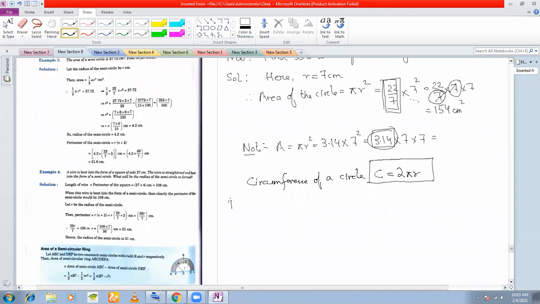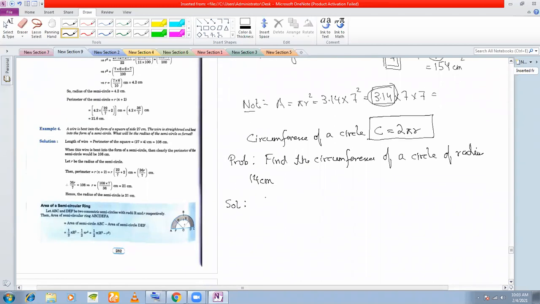Let us see a problem. Find the circumference of a circle of radius 14 centimeters. See here, radius is given to be 14 centimeters.